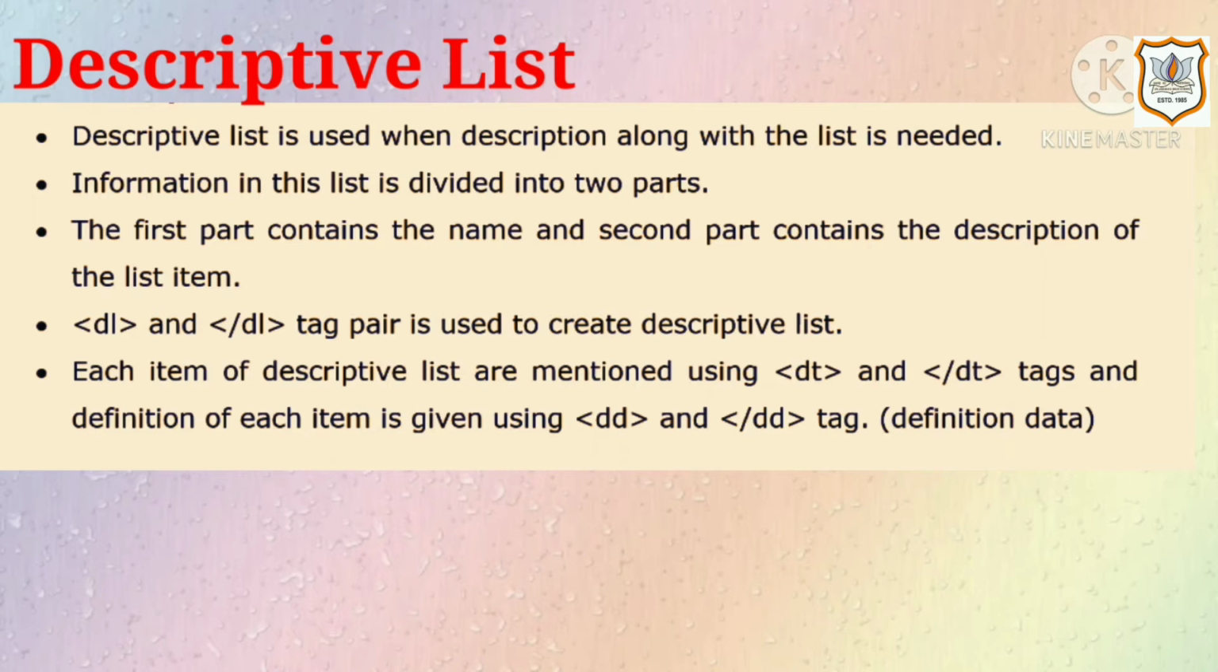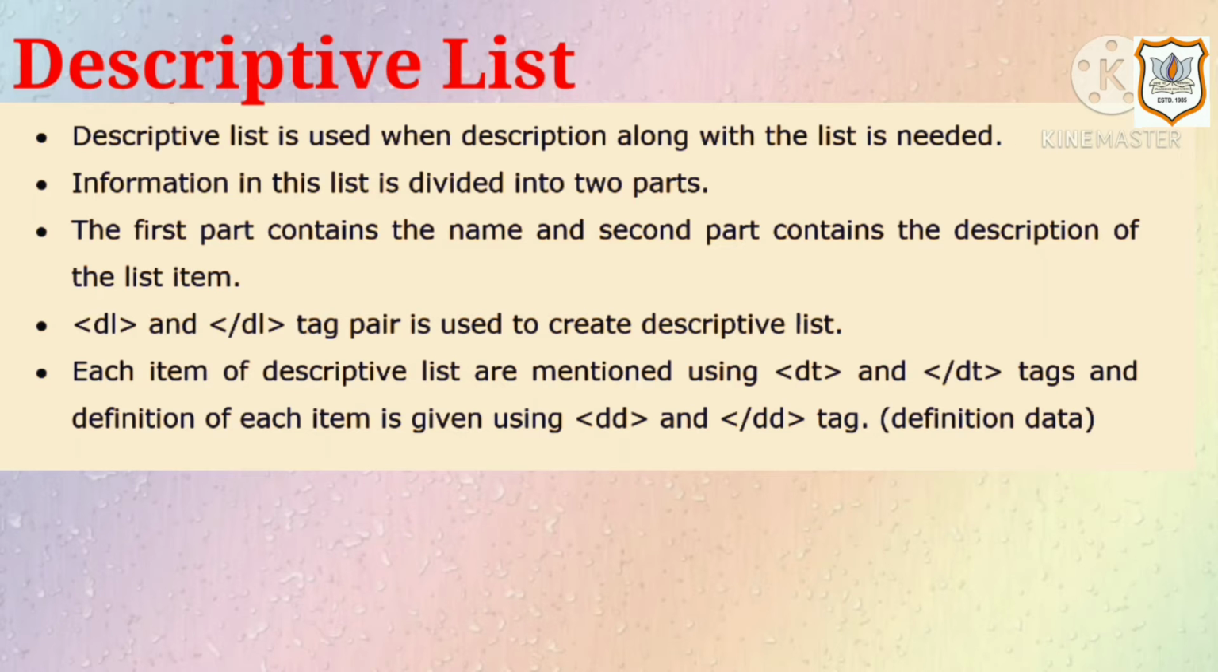Next one is a descriptive list. Descriptive list is used when description along with the list is needed. Information in this list is divided into two parts. The first part contains the name and the second part contains the description of the list item.